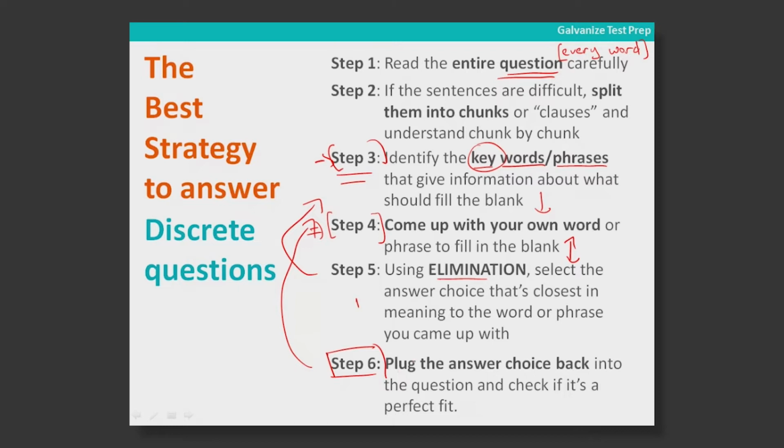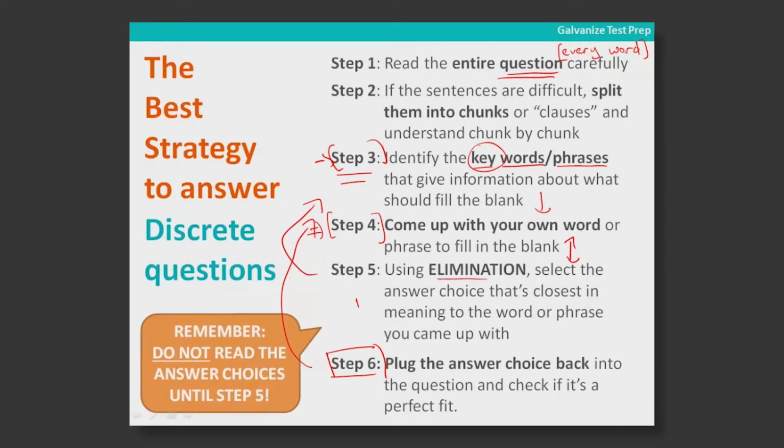Discrete questions, being short and relatively easy to solve for people with good vocabulary, can lead a lot of people into just selecting answer options without thinking twice. That's why we recommend taking it step by step and following a fail-safe process. If you identify those keywords, it will lead you to what you need to fill the blank with.